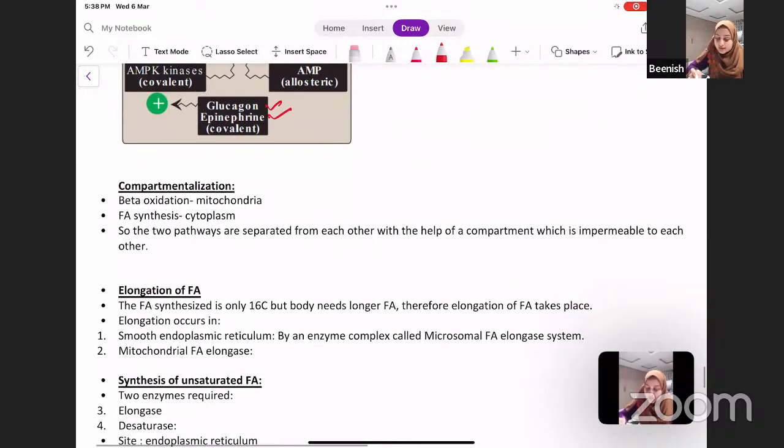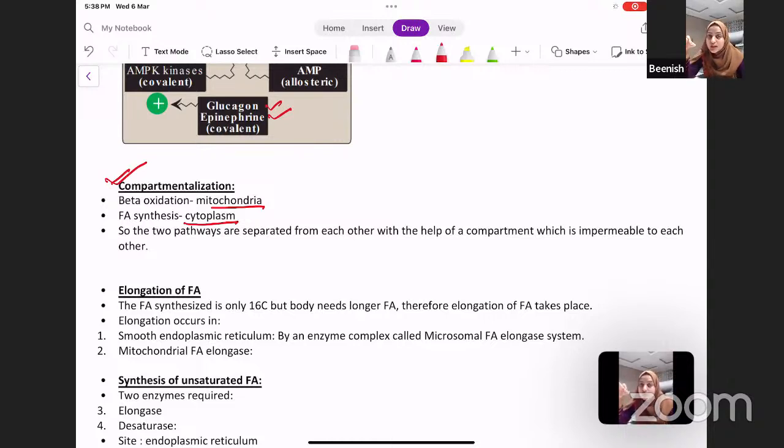Now the other thing is compartmentalization. So that is the third form of regulation. The beta oxidation we had studied was taking place in the mitochondrial matrix. Fatty acid synthesis, as we have just seen, takes place in the cytoplasm. So both the cycles are taking place in different compartments of the cell. One is taking place inside the mitochondria, the other is taking place in the cytoplasm.